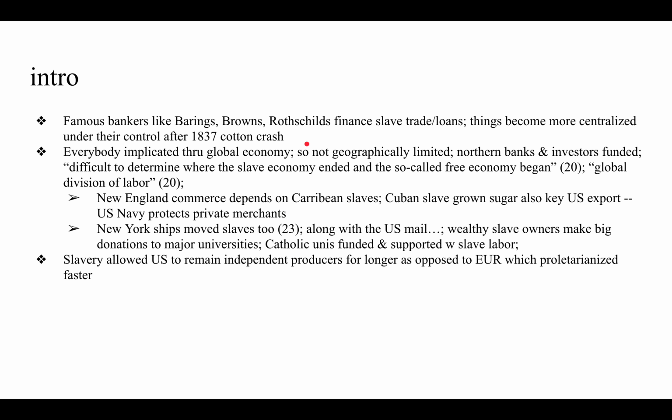Many famous banks and companies have their origins in slavery. So we'll talk more about that later. And basically everybody was implicated through their connections in the global capitalist economy. So it's not geographically limited. And this is why it's so important to study capitalism, the global history of capitalism, because it's a global system, right?